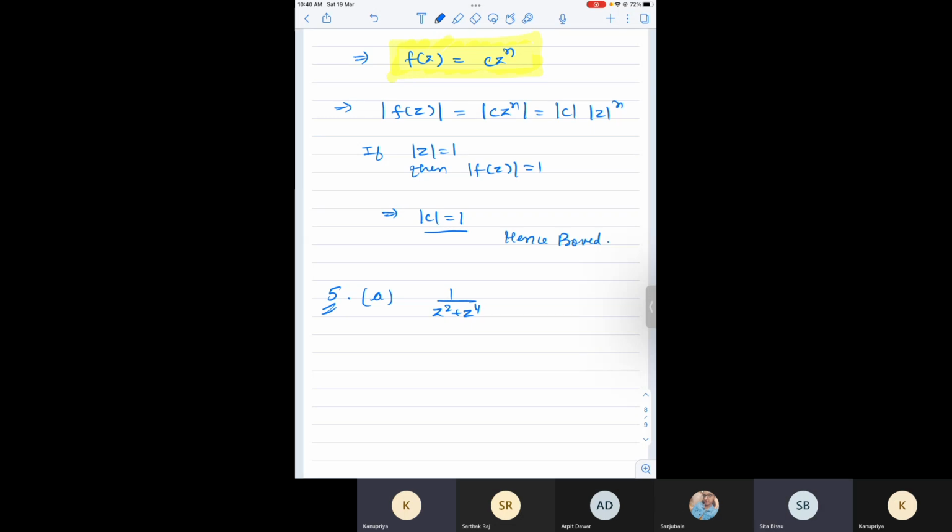Zero and plus minus iota. Where the denominator will be 0, this implies z square plus 1 is 0, that is z is plus minus iota. We have three singularities and we have to find out the nature of these singularities.